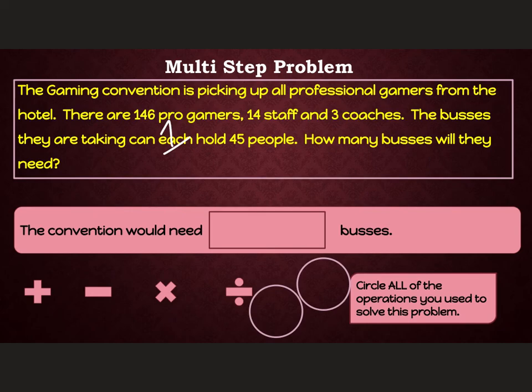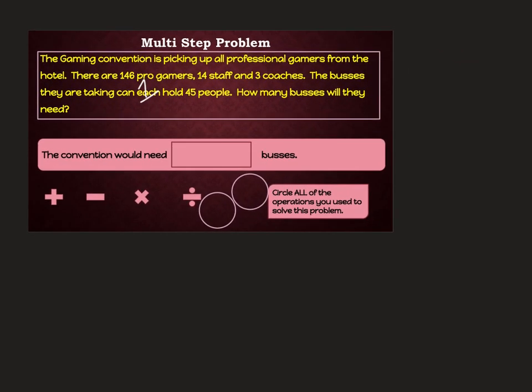Okay, so let's move this out of the way so we can get some work done here. So this is multi-step, so I know I'm going to have to do 2 different operations to solve this. So I need to figure out first how many people are going, because that's going to tell me how many buses I'm going to need. So I have to figure out all of the people. I have 146 pro gamers, I have 14 staff, and 3 coaches. So if I add all those together, that'll give me the total number of people that are going to this convention. So I've already used adding.